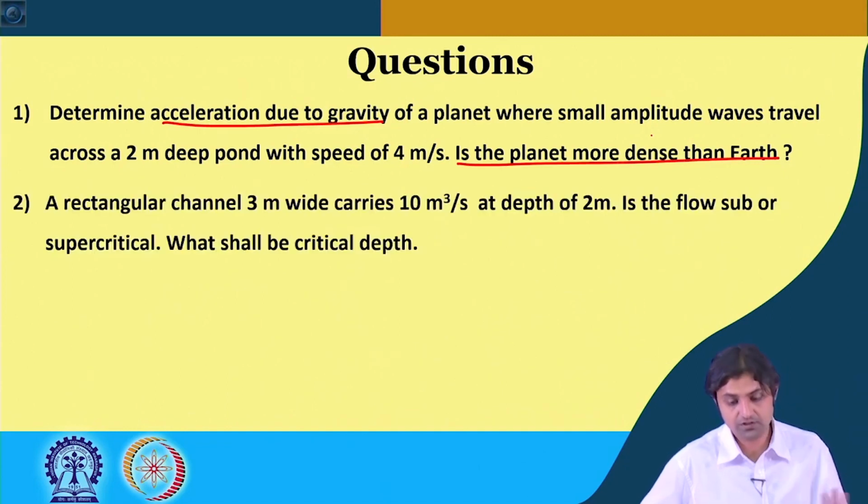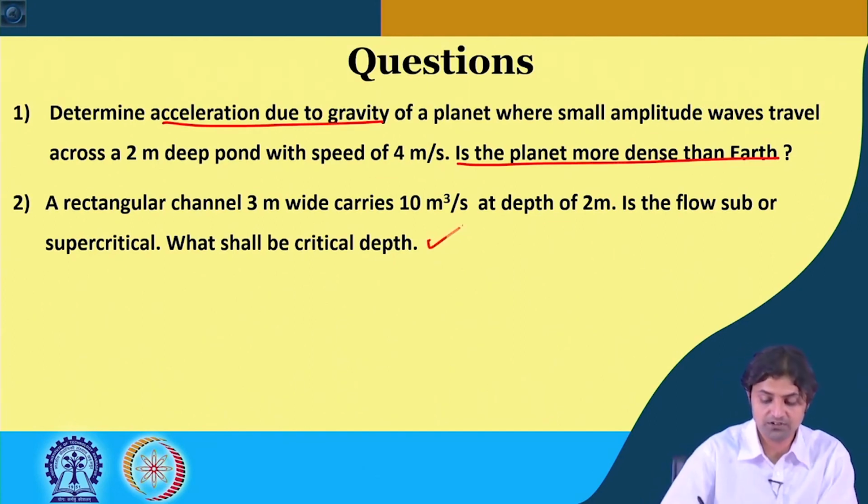There are three questions which we are going to see. The second one is: there is a rectangular channel 3 meter wide which carries 10 meters cube per second of water at a depth of 2 meter. The question is, is the flow sub or supercritical, and it is also asking what shall be the critical depth. This is related to the classification of flows. We are actually going to solve it. Here we have to calculate the Froude number, for example.